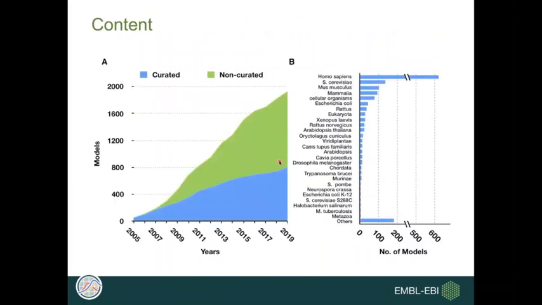So the content in BioModels has been increasing over time. This includes both submissions from the modelers themselves and also submissions from the curators in the BioModels team. Therefore, we have a wide collection of models of several organisms, as you can see on the right-hand side, although a predominant number of the models are from Homo sapiens, humans.